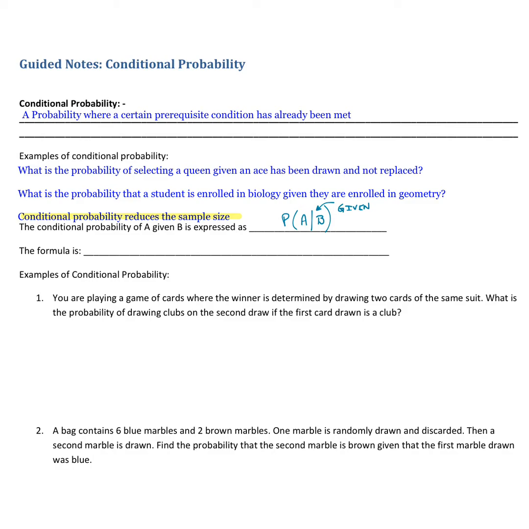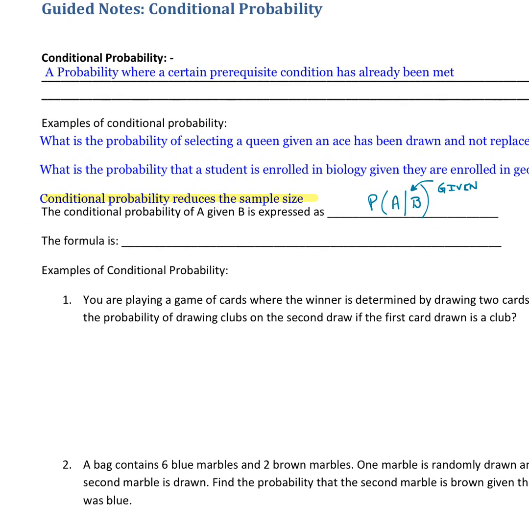And the formula for conditional probability is, remember, probability of A given B, whatever the event is, is equal to the probability of A and B divided by the probability of just B. And then we can reduce that a little bit more because we already know the shorthand for and. So the probability of A intersection B over the probability of B.